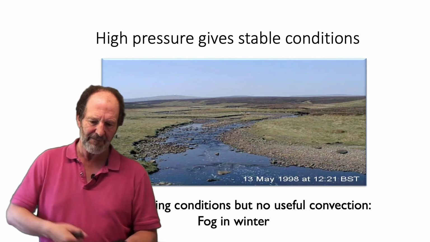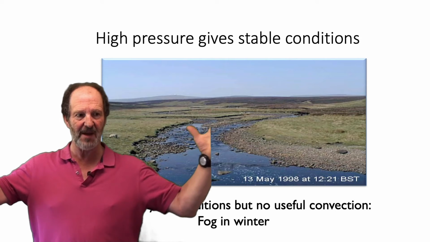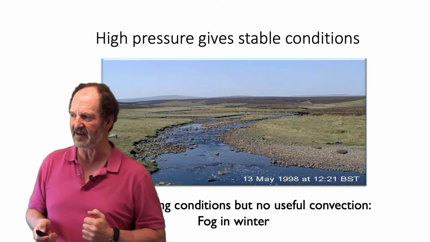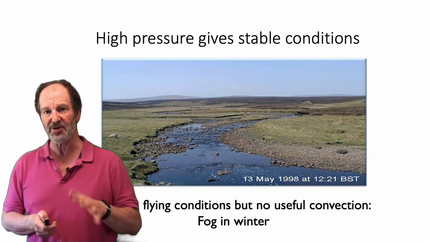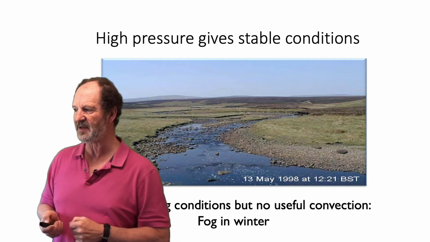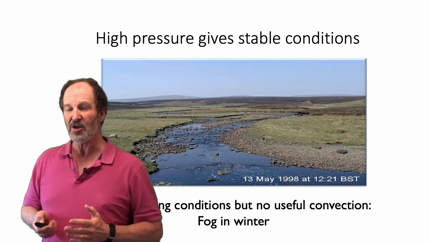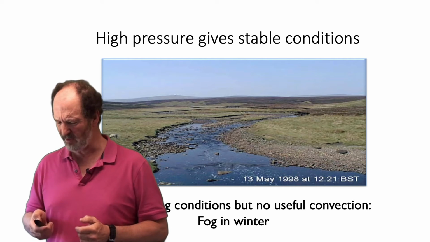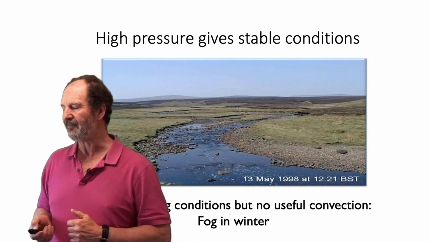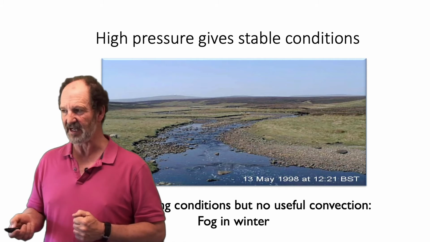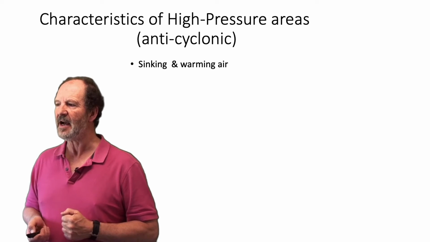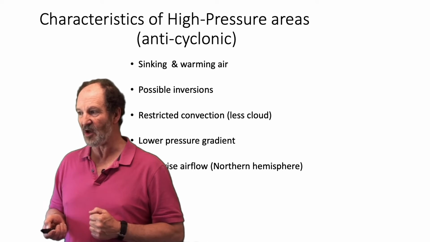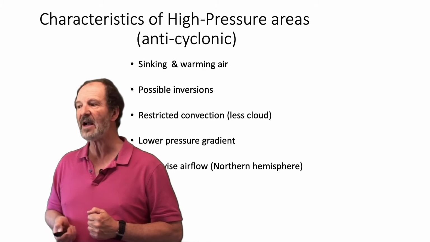It's a bit like pumping a bicycle. As you take a big area of air and squash it into a smaller space, it actually gets warmer as it sinks back down towards the surface. So we do get temperature inversions, which I will touch on in just a moment. Basically, good smooth flying conditions, so okay for ridge lift, great for paramotoring, but not much good for cross-country flying. You often get fog and mist in the winter as well in high pressures. So: sinking air, warming, inversions, restricted convection, lower pressure gradient, clockwise airflow.